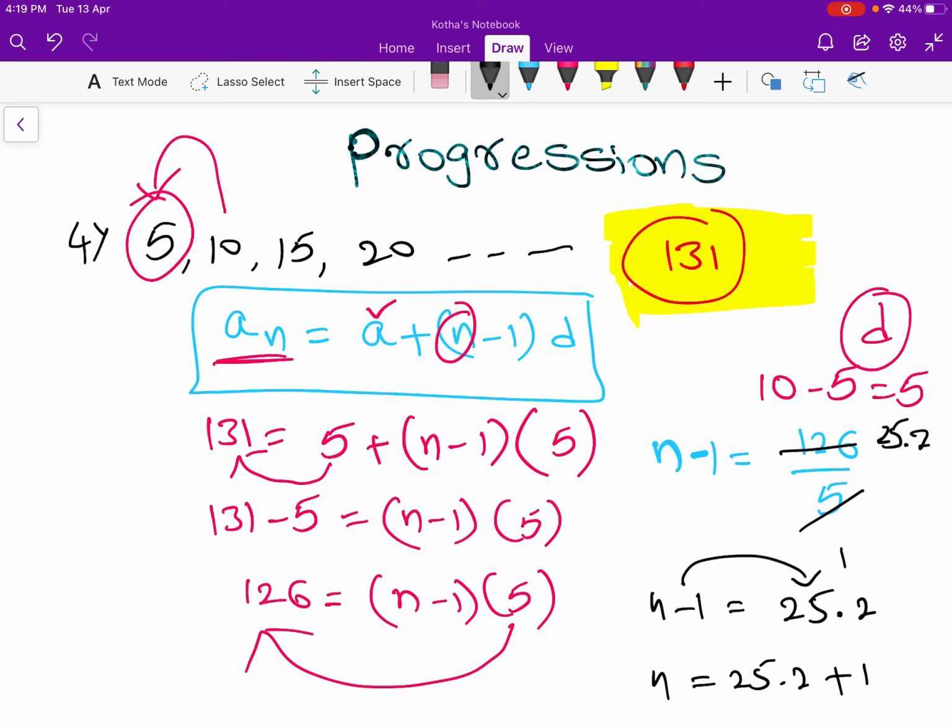We know first term, second term, third term, fourth term, like that, but there is no 26.2th term, it won't be like that. So here the n value we didn't get is a natural number. So 131 is not a term in the given progression. Compulsorily you need to get a natural number only, then only that term will be there in the progression, otherwise it won't be there.